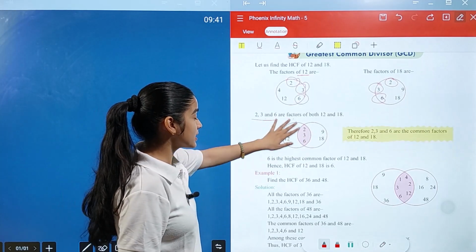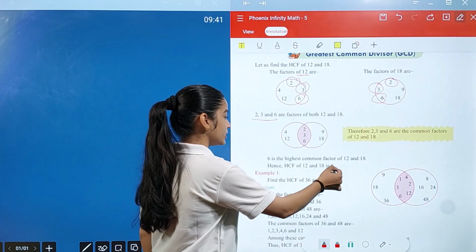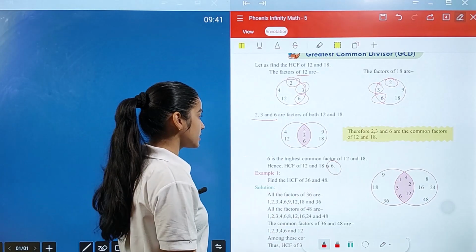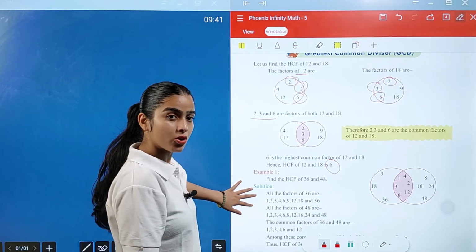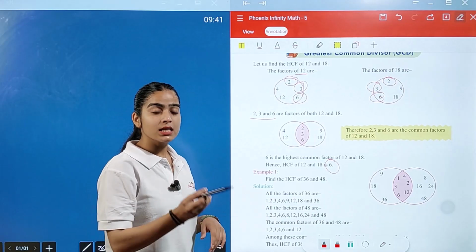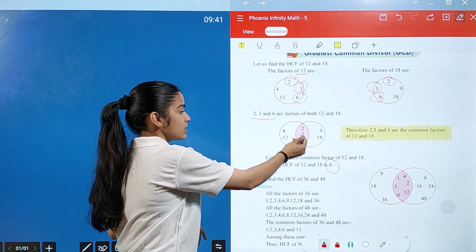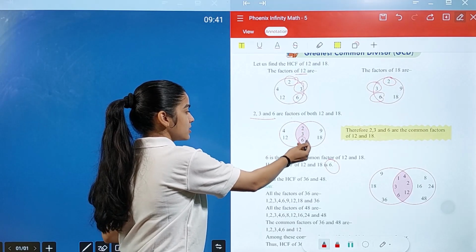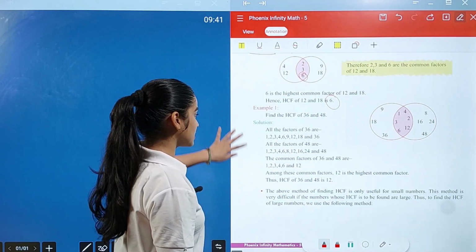Which one is the greatest among 2, 3 and 6? We already know that 6 is the greatest among 2, 3 and 6. So this is your HCF. HCF is the highest common factor. Here we have the highest number, which is 6. That is why this is our HCF.